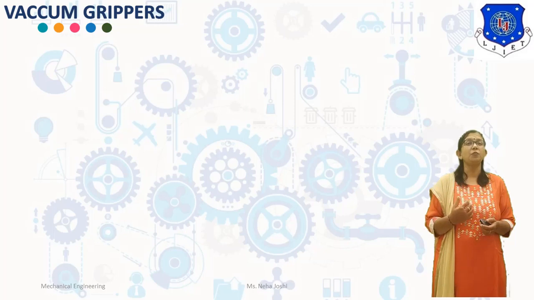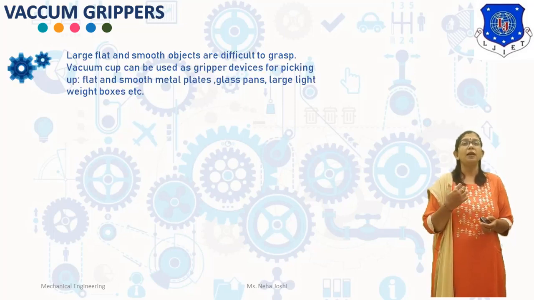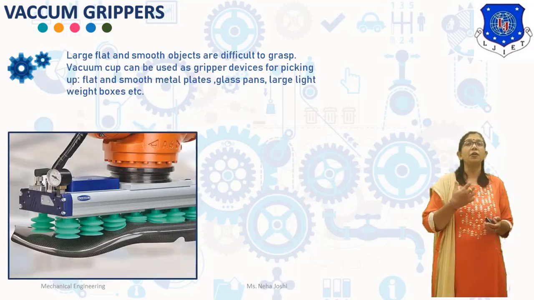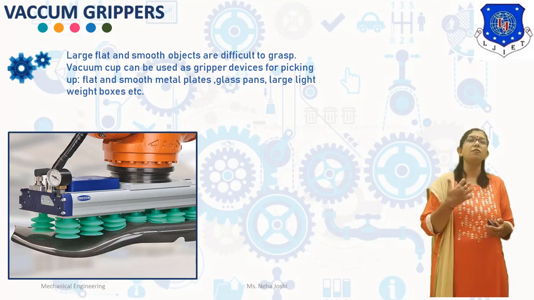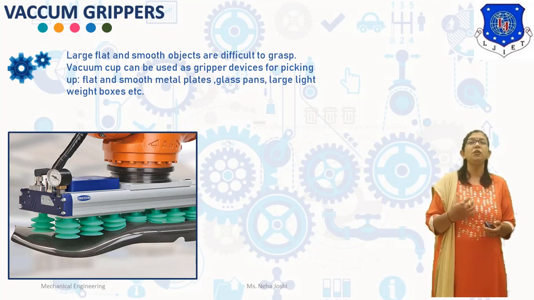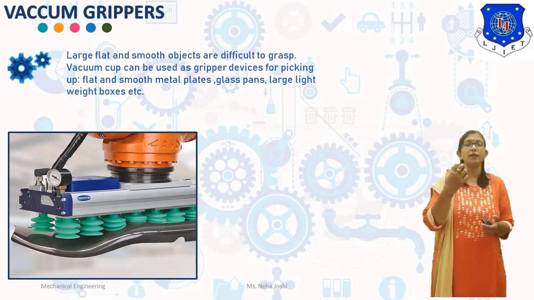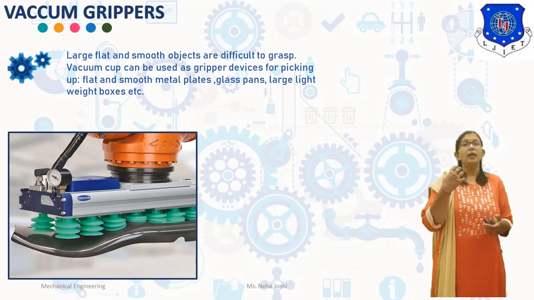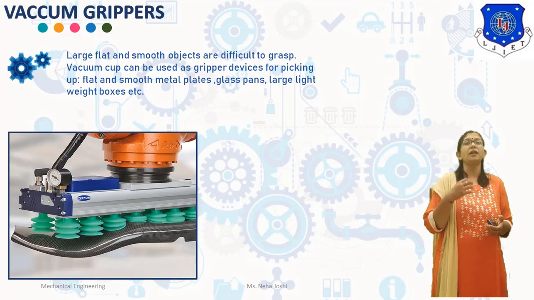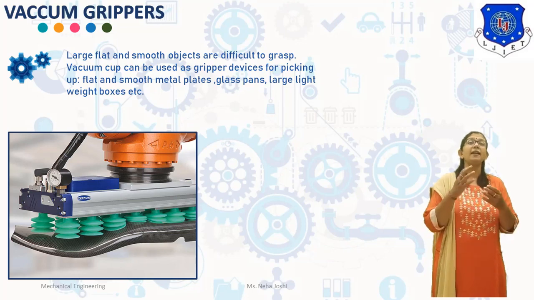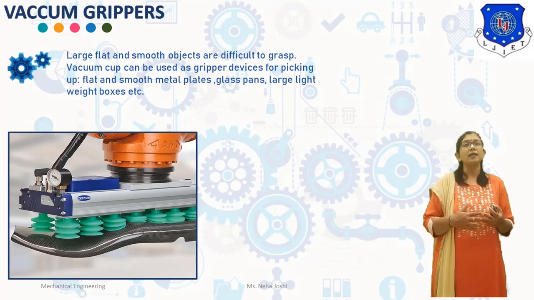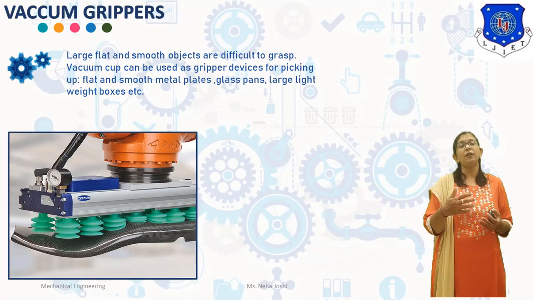The next one is vacuum gripper. In the vacuum gripper, the vacuum cups are operated by means of a vacuum pump. The capacity of the vacuum gripper mainly depends upon the negative pressure created by the vacuum pump. Large, flat and smooth objects are difficult to grasp. Vacuum cups can be used as a gripper device for picking up flat and smooth metal plates, glass panes, and large lightweight boxes.